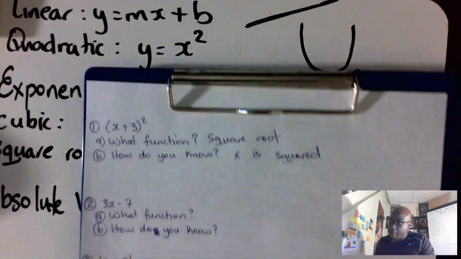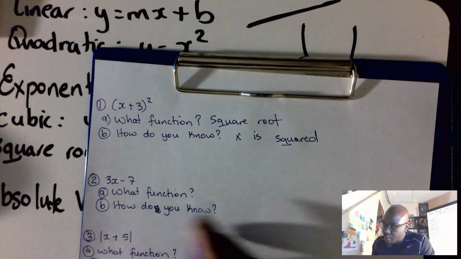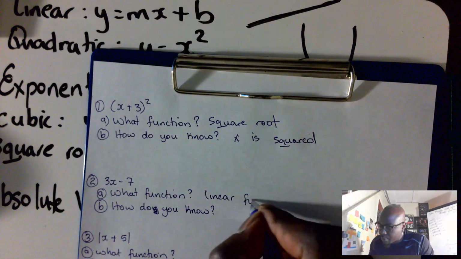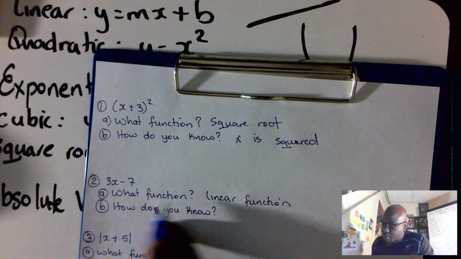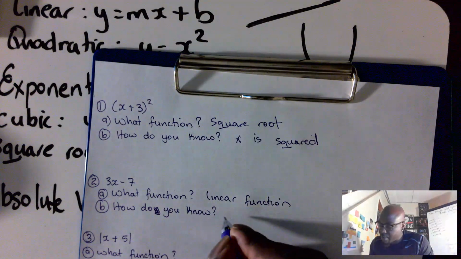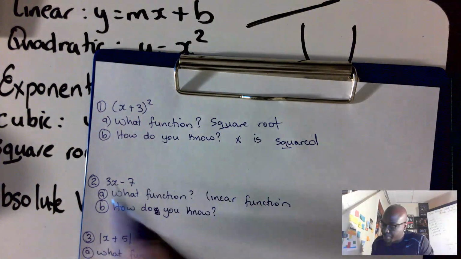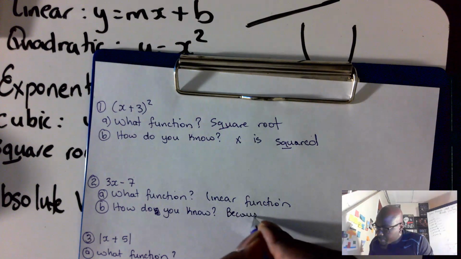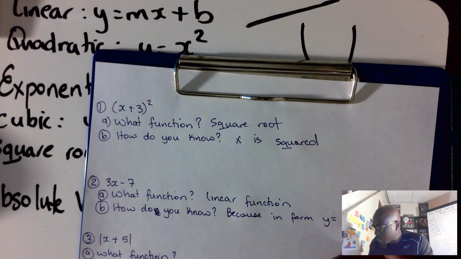All right. If we look at the second one, what's happening here? What type of function is this? This is a linear function. And how do we know this? Because it's in the form y equals mx plus b, and the x also has a coefficient of 1 here. So because it's in the form y equals mx plus b.